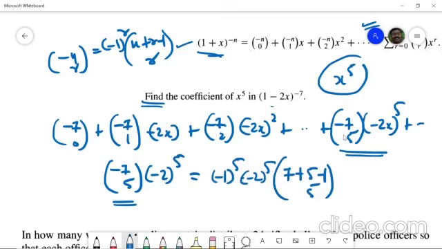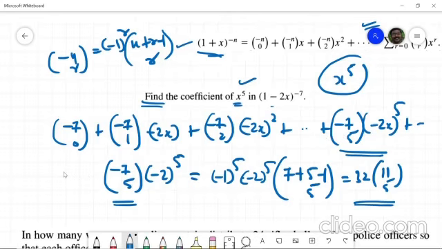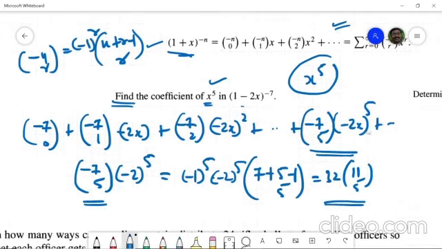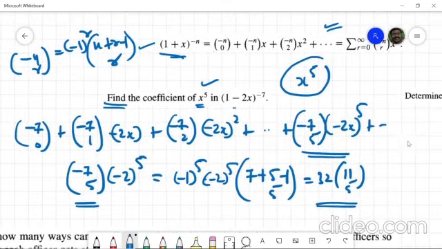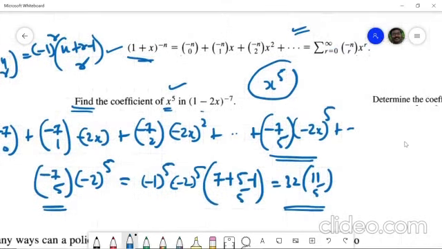So you will get this as 32, then 7 plus 5 is 12, minus 1 is 11, so 11C5. This is the coefficient of x^5 in (1 - 2x)^(-7). If you have a scientific calculator, you can obtain the value of this. I hope you understand how to find the coefficient from a power like this. We will do more problems and you will understand. Your starting point should be the binomial theorem. You should understand how to write the expansion of the binomial theorem, only then will you understand how to solve these problems.